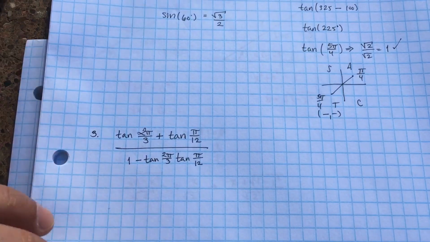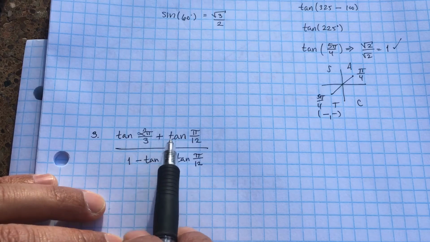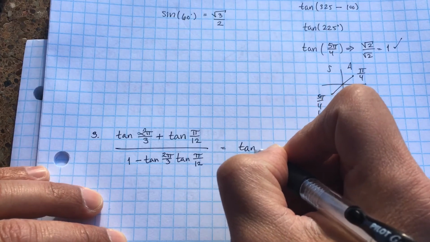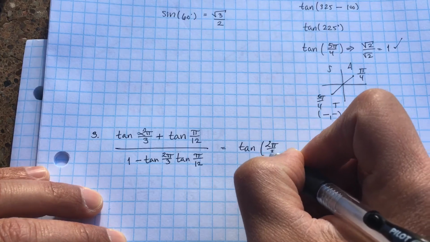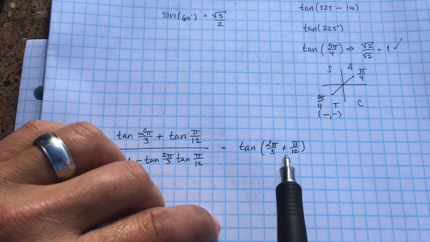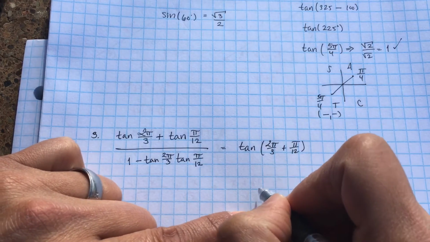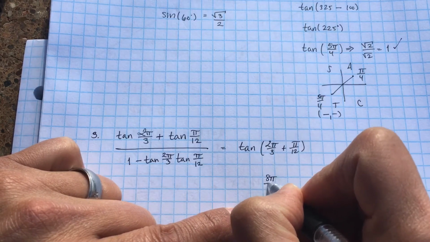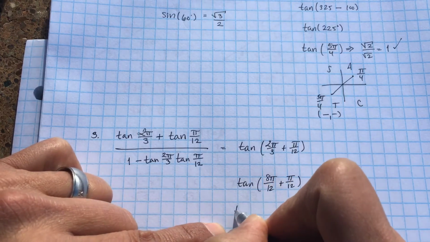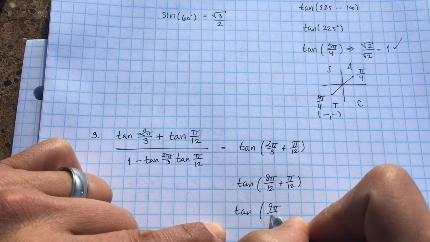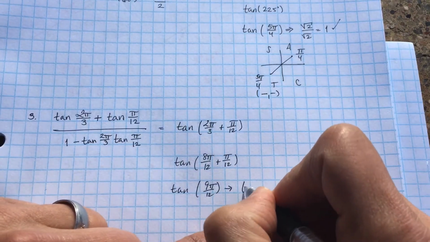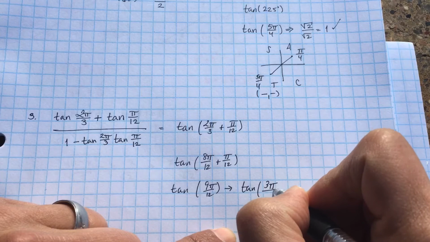Well, let's do one with radians. Same thing we're looking at here at the top. So this is going to be tangent of 2 pi over 3 plus pi over 12. Okay? And then we just got to have the same denominator. So 2 pi over 3 is the same thing as 8 pi over 12 plus pi over 12. Well, that's going to give you 9 pi over 12. So tangent of 9 pi over 12, if you go ahead and reduce that, you're going to get tangent of 3 pi over 4.